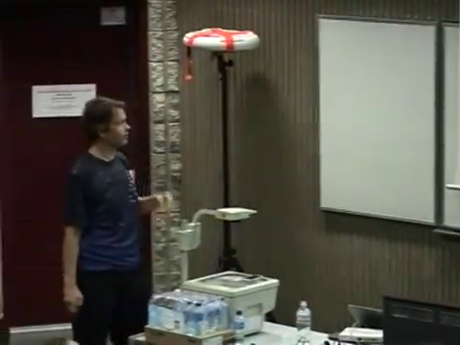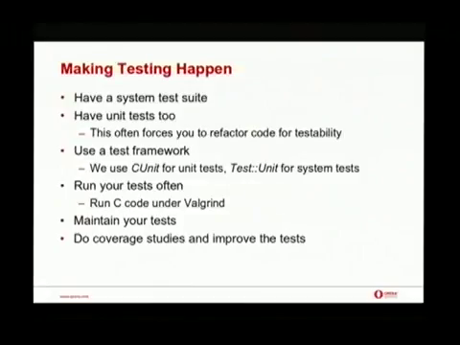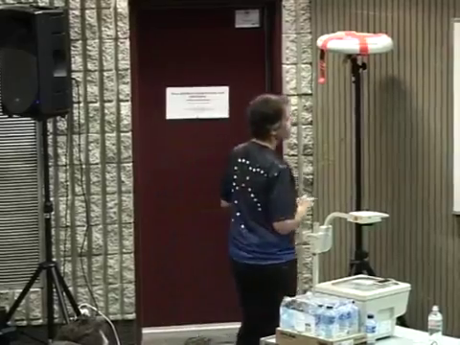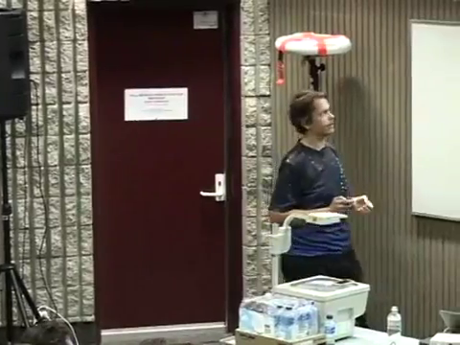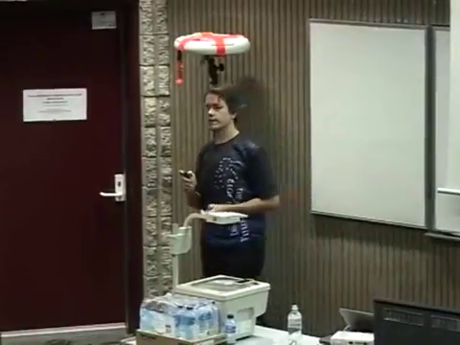Modern version control, modern software engineering practices, distributed version controls. This entire slide comes down to use Git. Making testing happen. You need to have a system test suite. You need to have unit tests. They have to be different things. We have to explain this to people every now and again. Having unit tests often forces you to refactor the code for testability. This is a good thing.